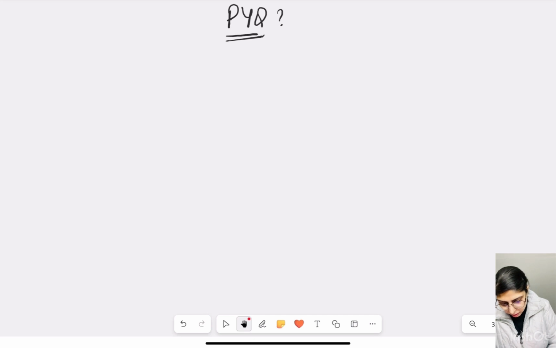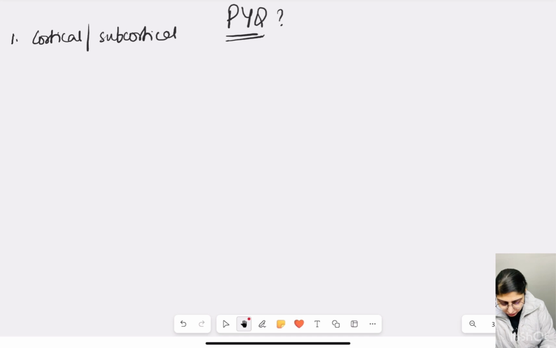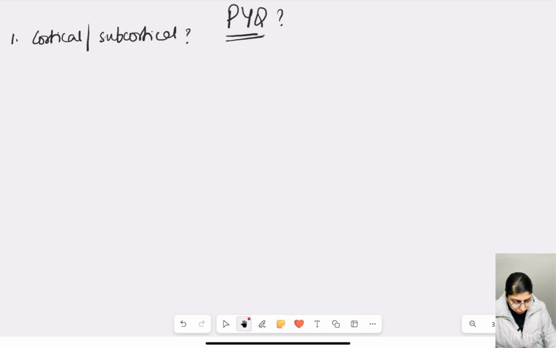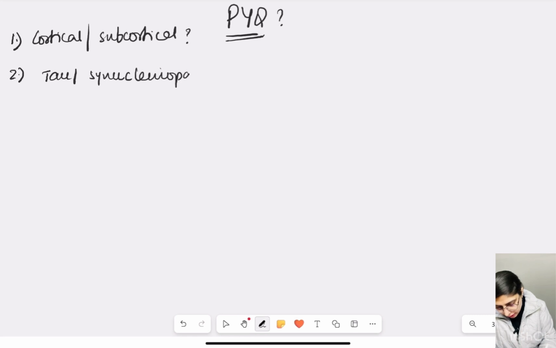The previous year questions, right? So number 1, cortical versus subcortical dementia. First, let me write all the questions, then we'll discuss the answers. Okay. So number 1 is cortical versus subcortical. Number 2, again, tauopathy versus synucleinopathy.